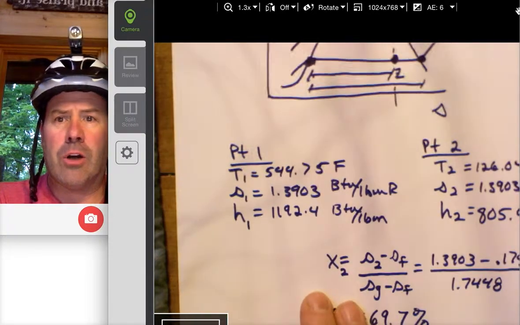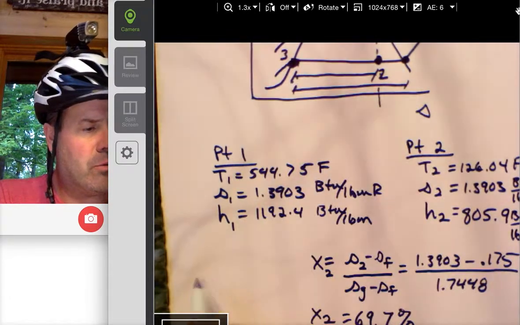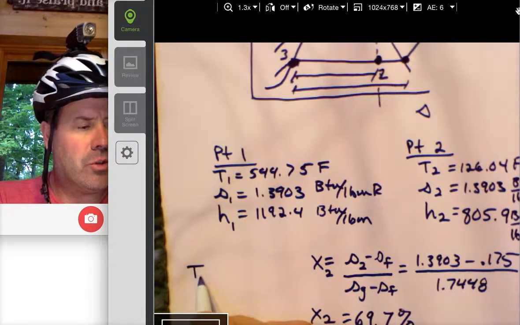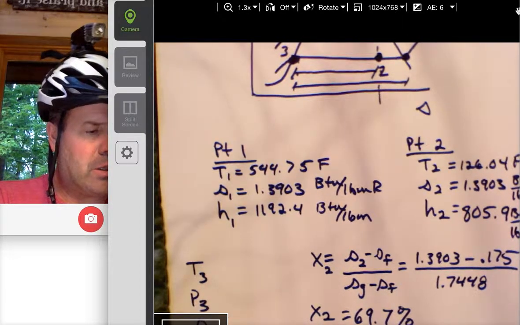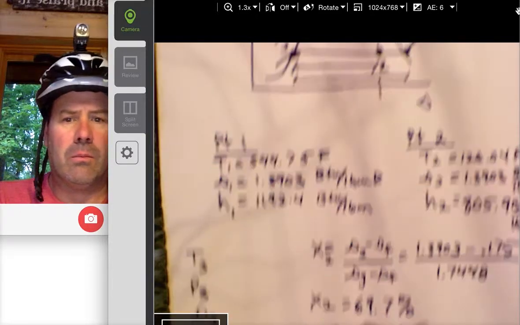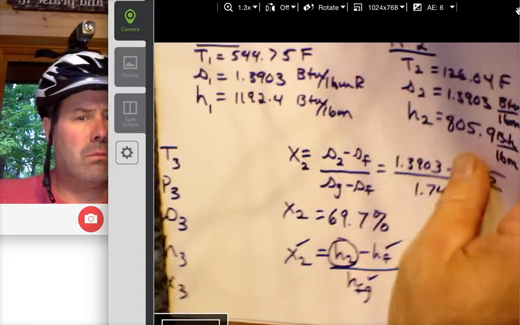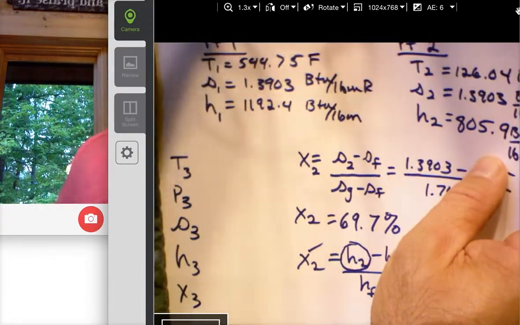Give you something to ponder. Would you find for point 3, temperature 3, pressure 3, entropy 3, enthalpy 3, and quality 3? Go ahead and press pause and find all of those.